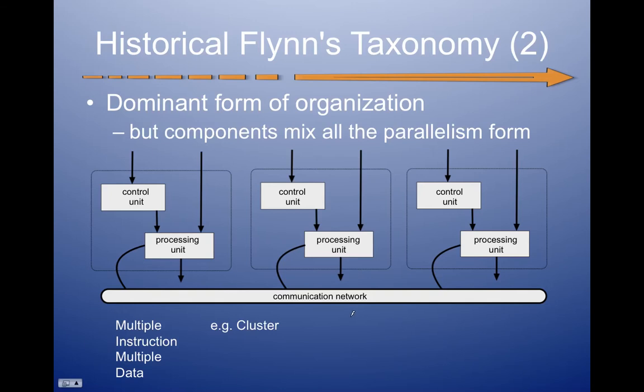The dominant form of organization is actually having multiple nodes that can process multiple data and that are connected by a communication network. This is referred to by Flynn as multiple instruction, multiple data. Every cluster is of this kind.